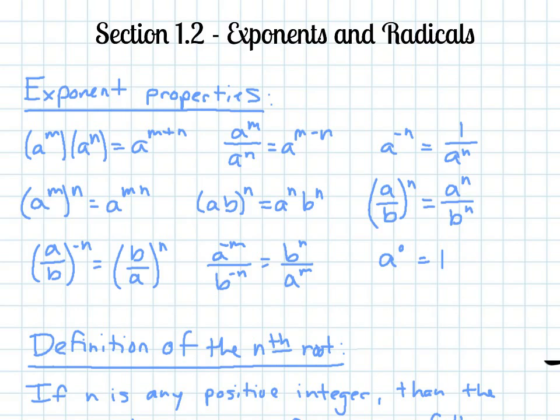So exponent properties: if you have two bases that are alike, so they have the same value or the same variable, and you have two different exponents, and you're multiplying them to each other, then you can combine them by adding the exponents. Vice versa, if you are dividing like bases with different exponents, then you would subtract those exponents.